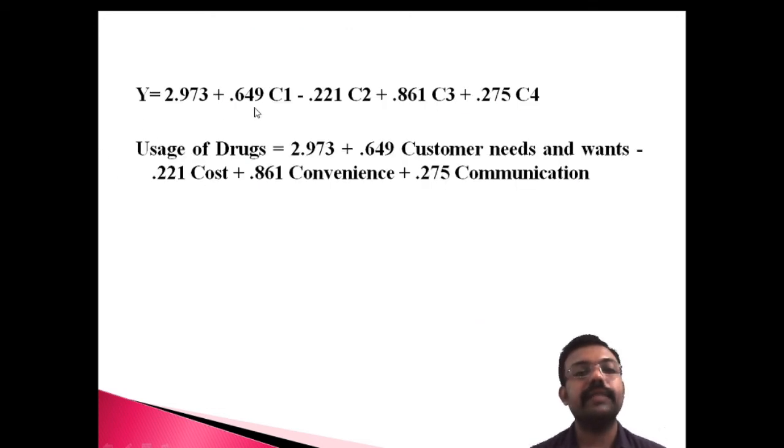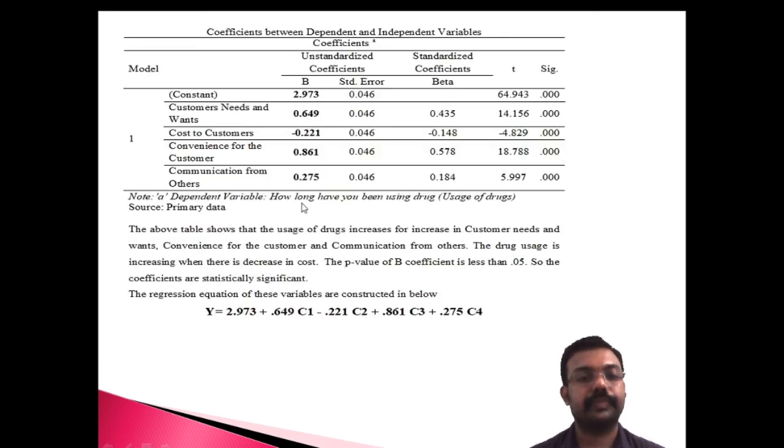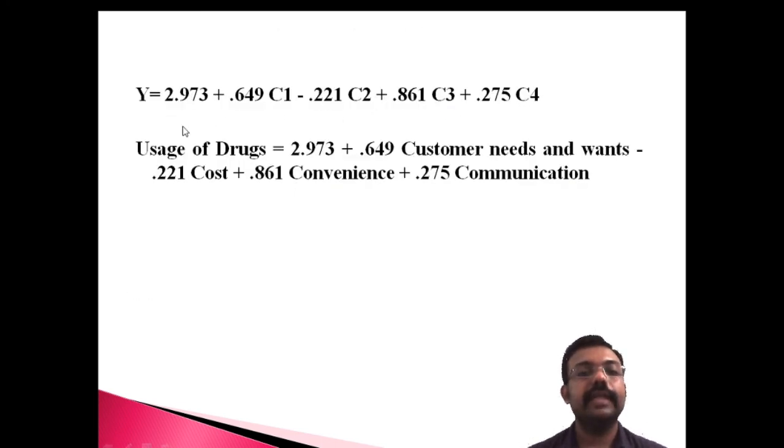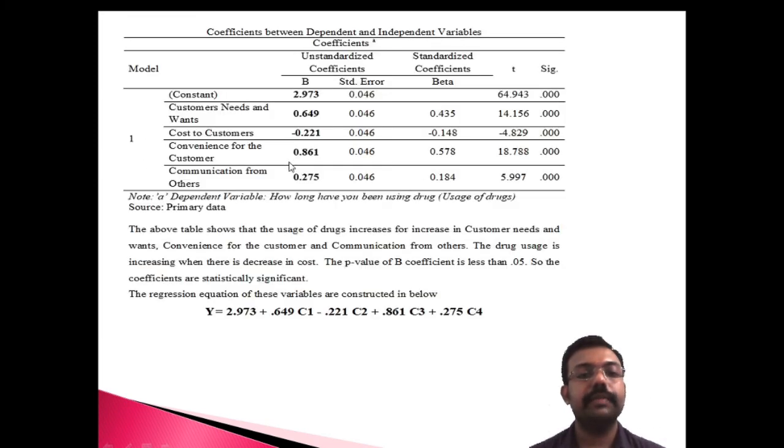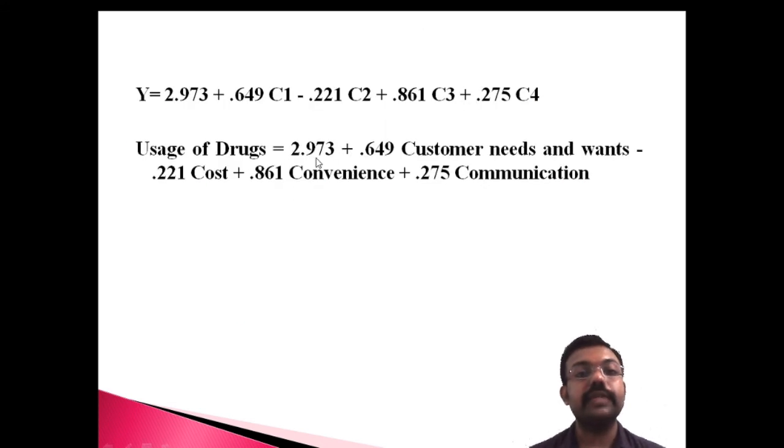Once again, usage of drugs equal to, this is an equation. Y is representing the dependent variable, that is the usage of drugs. The usage of drugs equal to 2.973 plus 0.649 C1 customer needs and wants, minus 0.221 that's cost, plus 0.861 this is convenience, plus 0.275 that is communication. That's the normal equation of the model.